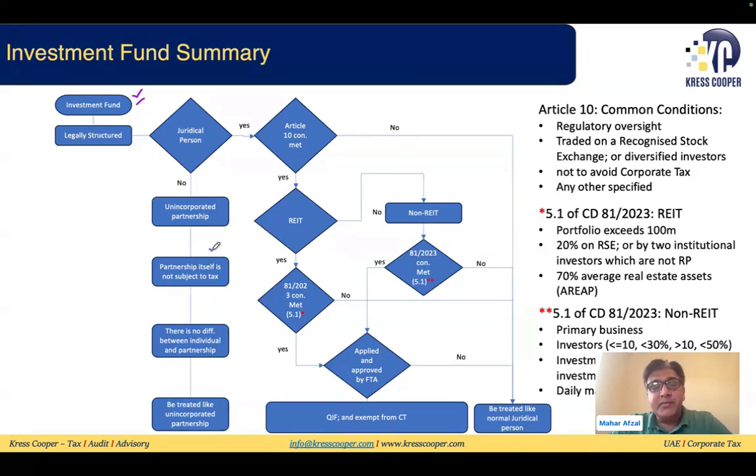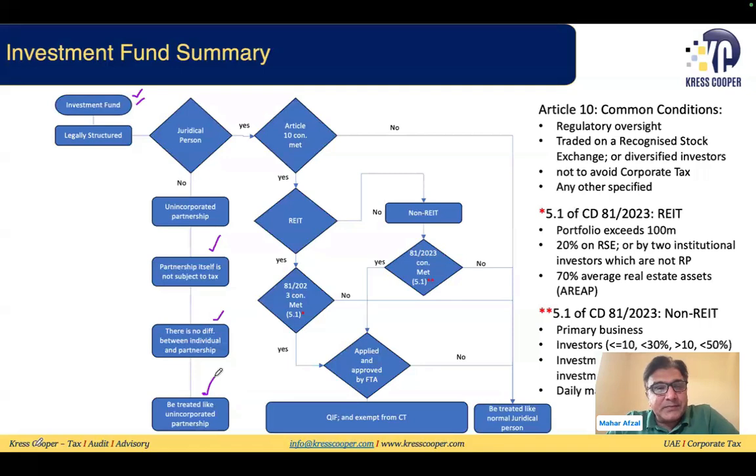If the fund has not been structured as a juridical person, it means this is an unincorporated partnership. The partnership itself will not be subject to tax. We know this. There is no difference between the individuals and the partnership. It will be treated like an unincorporated partnership, and income will be taxable in the hands of the partners. Partnership itself will not be subject to tax. Sorry guys, I have flu today, so apologies for this.